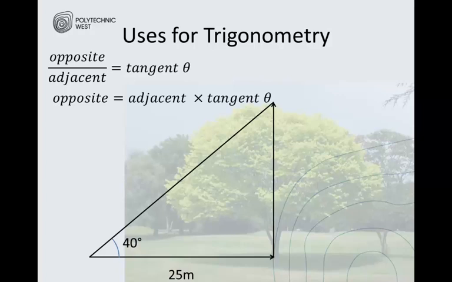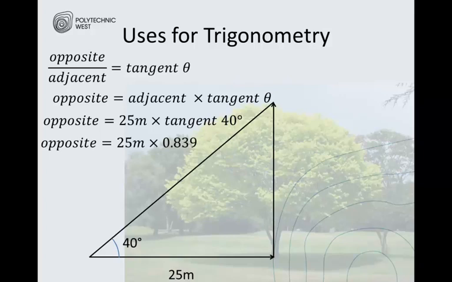Rearranging that to give opposite by itself, and then I put the numbers in. Opposite equals 25 meters times tangent of 40. Now I look up the tangent of 40 in the table or using my calculator, and it gives me tangent of 40 equals 0.839. I just multiply the 25 meters by 0.839, and it comes up with 21 meters. So the height of the tree is 21 meters.